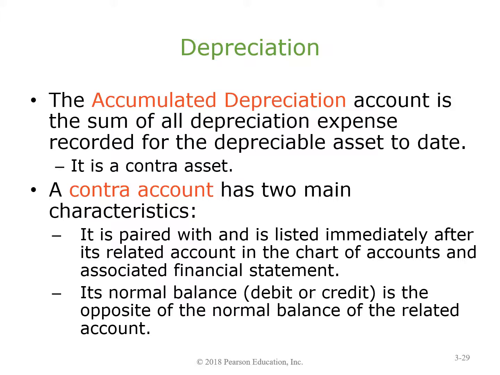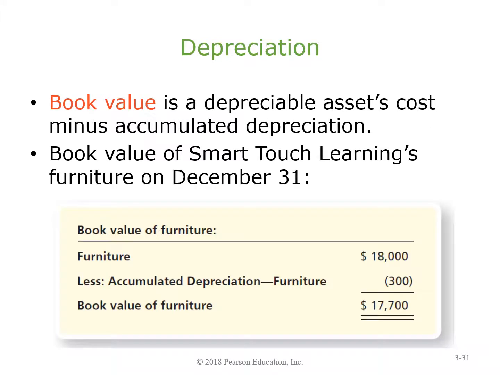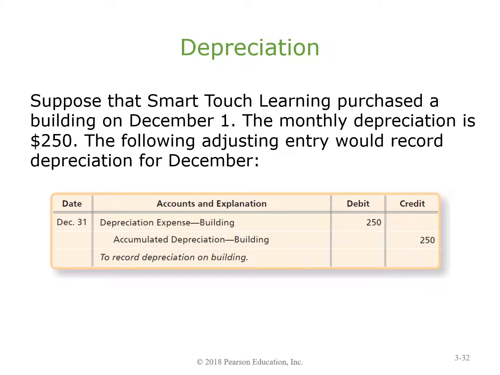And then a contra account's normal balance is the opposite of the normal balance of the related account. So furniture's normal balance is a debit. So accumulated depreciation's normal balance is a credit. Okay, so here's a visual for you. This is our furniture account with its normal debit balance. And this is our accumulated depreciation, furniture, and its normal credit balance. So to find our book value, we would say our $18,000 minus our accumulated depreciation of $300 would give us $17,700. So let's talk about where that depreciation expense went.